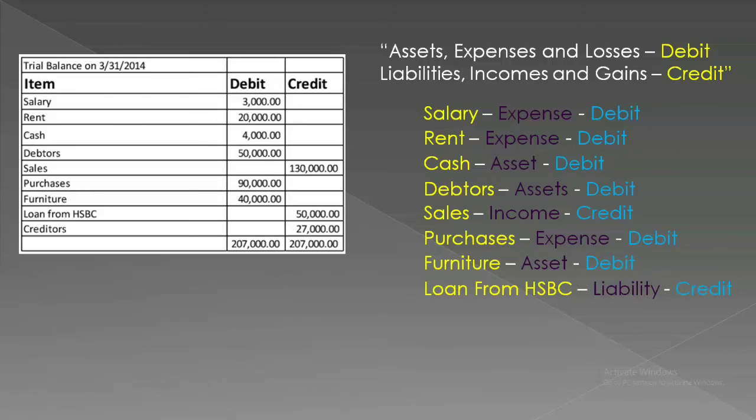Same as loan from HSBC, next is creditor which is also a liability, hence it will also be recorded on the credit side. Now you can see that the total of both sides of the trial balance is equal, thus we can say that all accounts are prepared correctly.